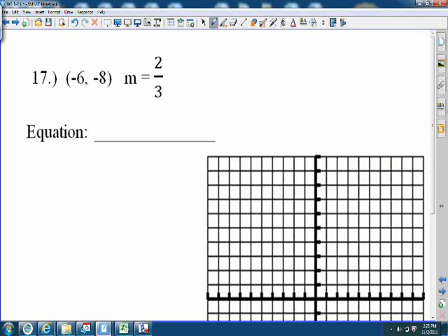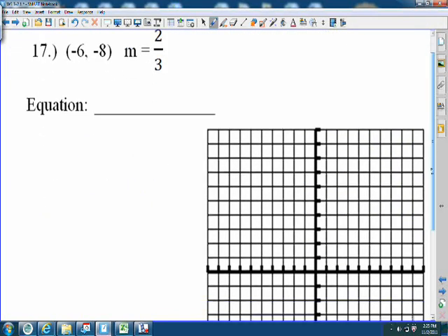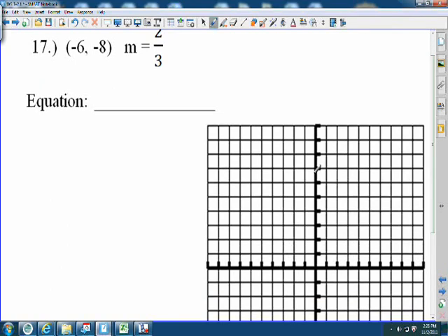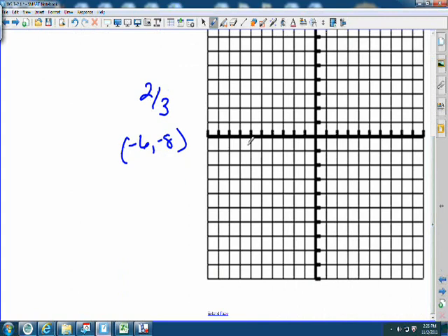Next one. Okay, so I'll do the graph on this one first. I've got negative, oh geez, they keep doing all these negatives. Negative 6, negative 8, and 2/3. So let me go down here. I'm going to go to negative 6 and down to negative 8 and put a dot. My slope is 2/3. It tells me to go up 2 to the right 3. Up 2 to the right 1, 2, 3.